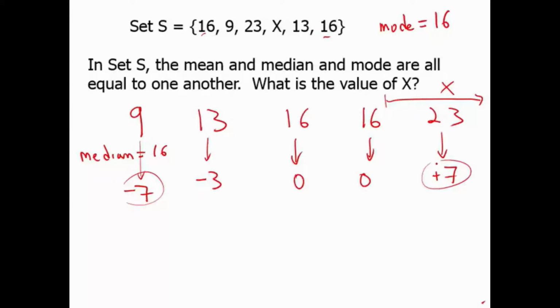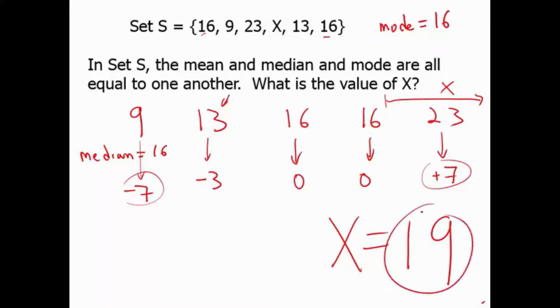And so to get the whole average to be 16, we'd need something that would balance out the 13. Well, that's 3 below the mean, so we'd need something 3 above the mean, or in other words, 19. And so if x equals 19, then the mean equals 16. And so the mean equals the median equals the mode. And so the value of x that we want is 19.